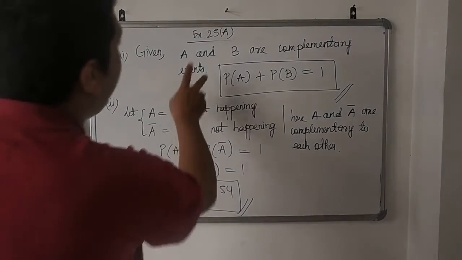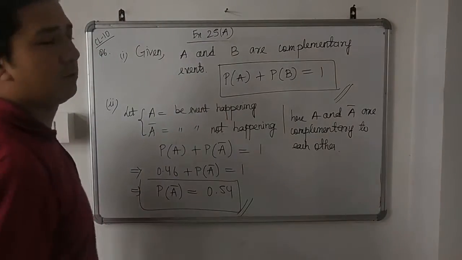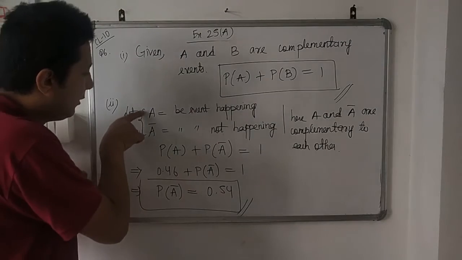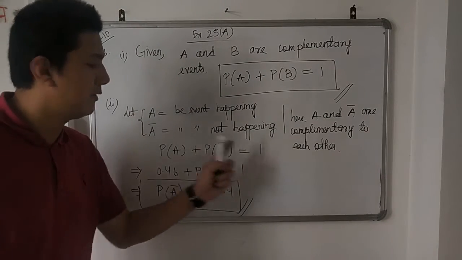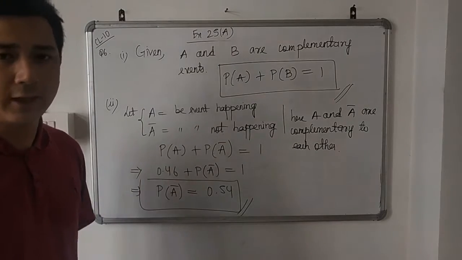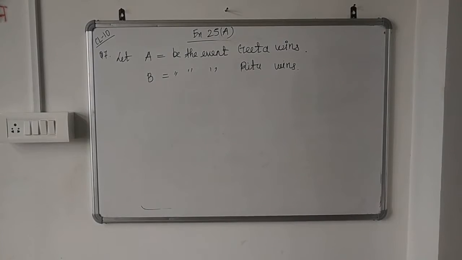Remember that if A and B are complementary events, then probability of A plus probability of B is always equal to 1. Similarly here, A and A dash are complementary to each other, so probability of A plus probability of A dash is always equal to 1. And this is going to be a very, very important formula for us. Please pause the video, note it down. Alright, let's move to number 7.